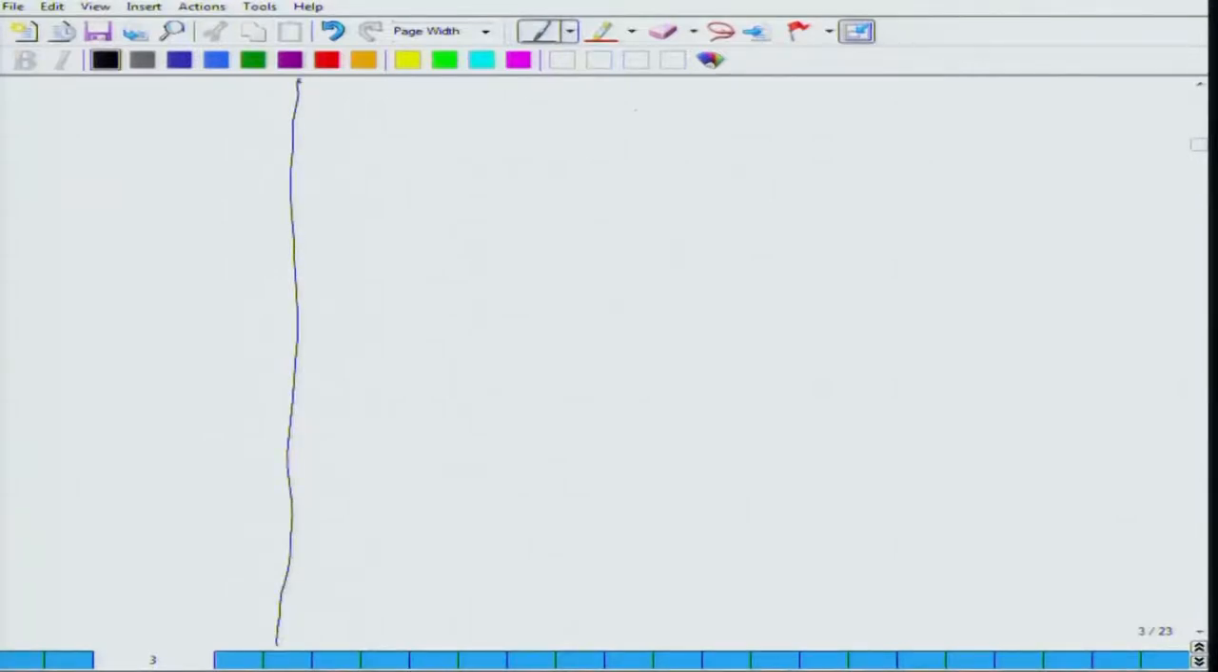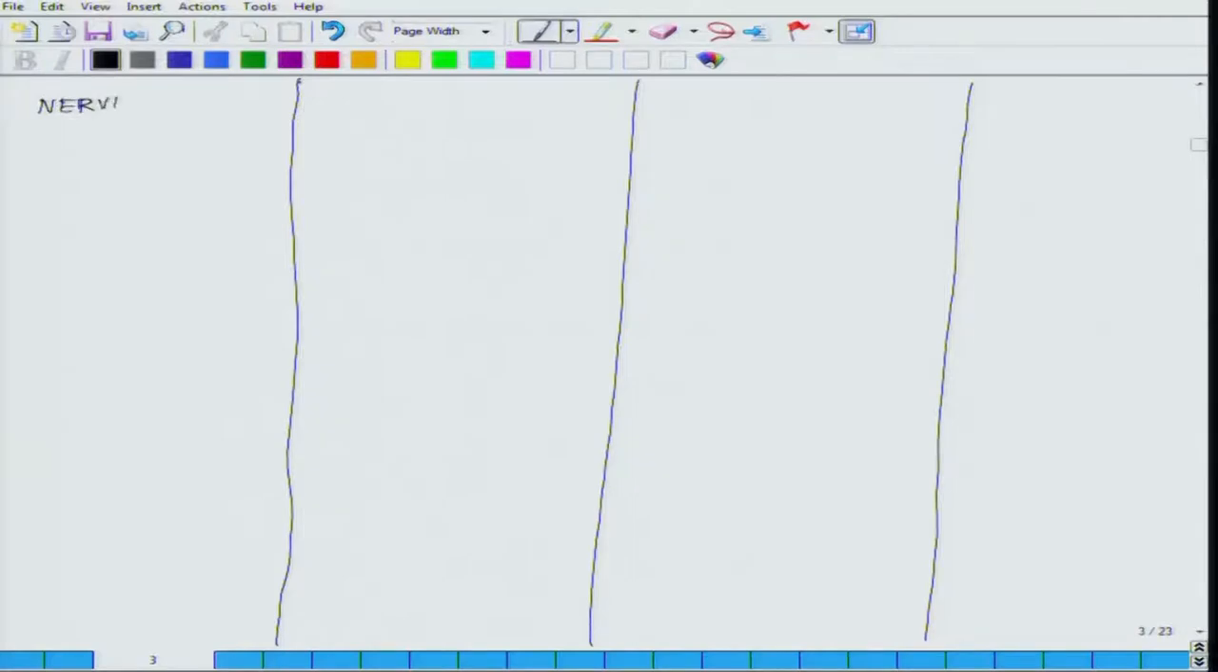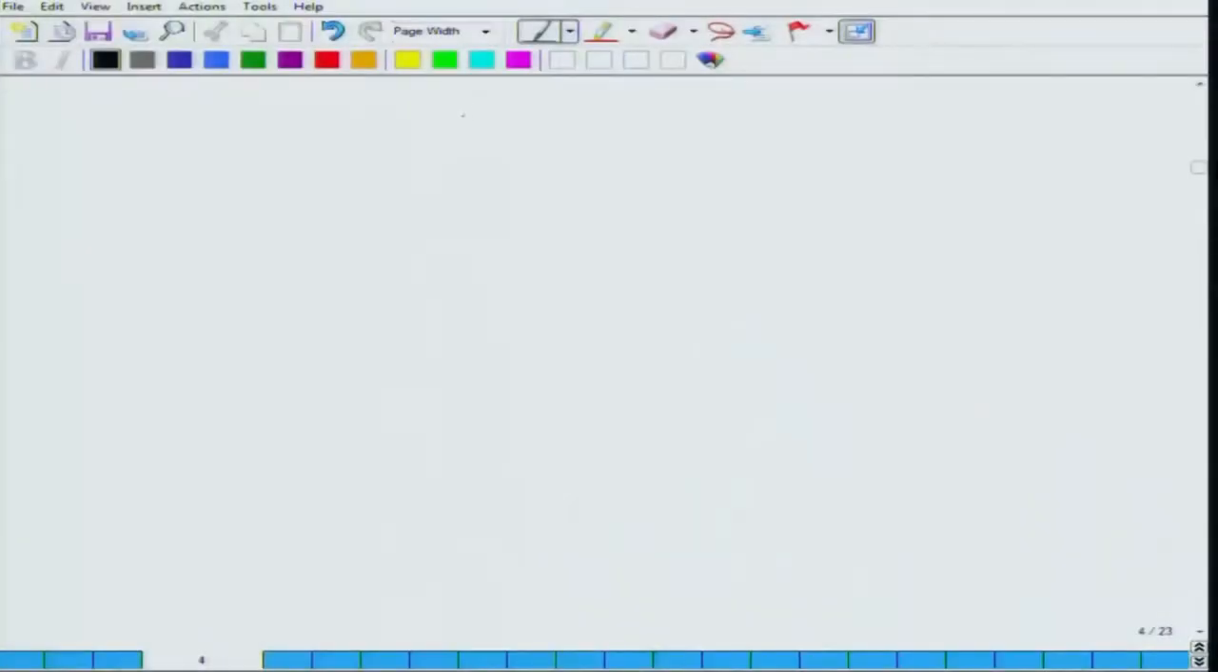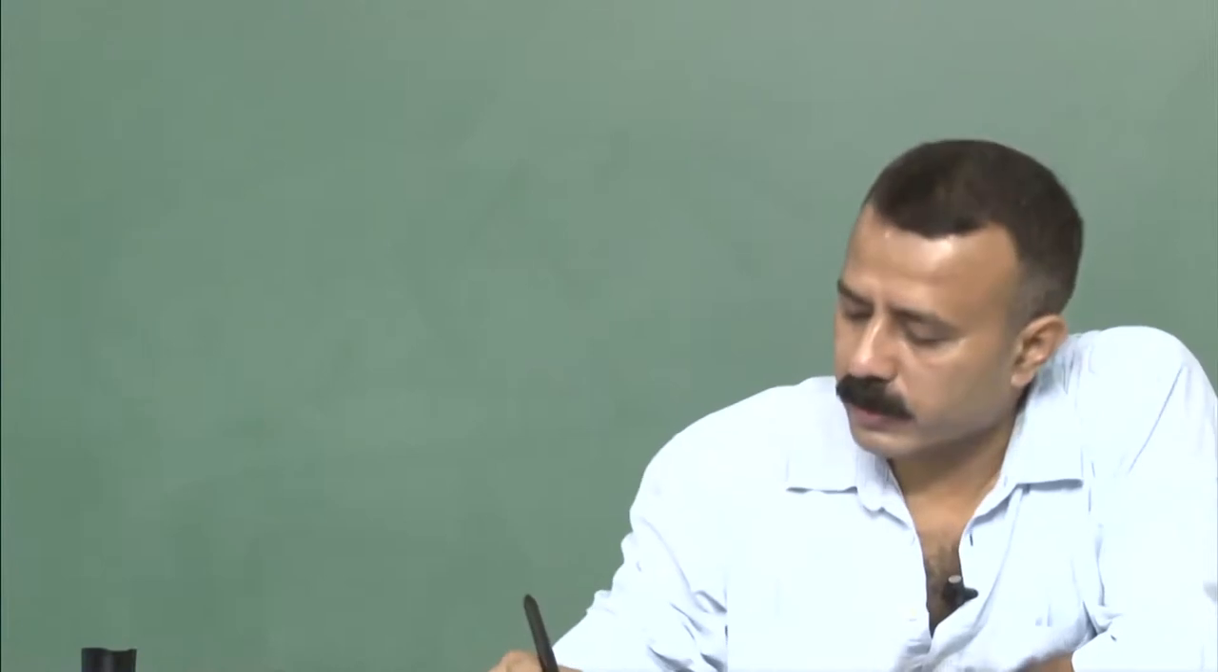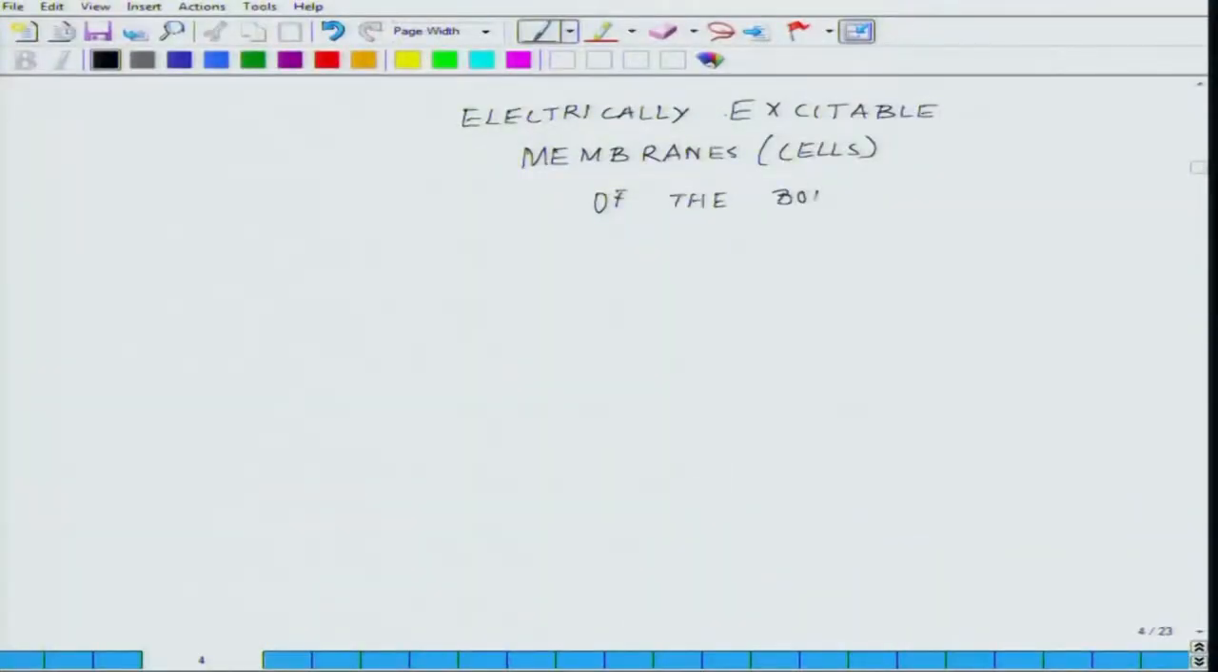Then, once again, with respect to individual cells we will have to come and talk about the nerve cells, which are excitable cells. In the body there are three kinds of excitable cells: nerve cells, cardiac cells, and a few other cells. Let us just see the electrically excitable cells, or electrically excitable membranes, of the body. You can call it cells, but the membrane is covering the cells of the body.